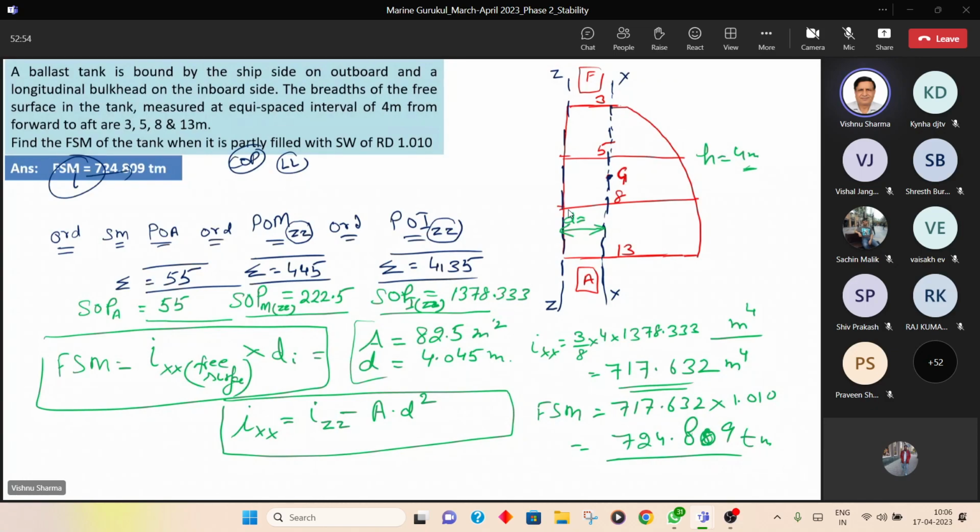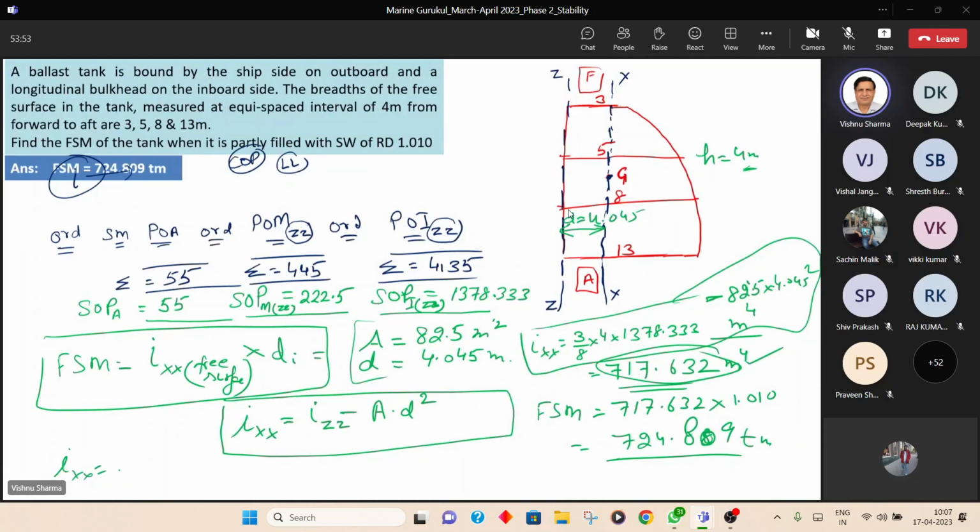There is no complication. You need to just keep your cool. Excuse me, sir. IXX value you have put equal to 3 by 8 into 4 into 1378. Yeah, that one, sir, IZZ, no? Oh, sorry, minus. My mistake. But this answer must be correct, right? No, that is coming around 717.330, sir. Okay, I forgot to minus that. You're right. My mistake. Minus area. Area you got 82.5, beta, into D square. D you got was 4.045. 4.045 square. Answer will be 717 only. 717.632. Yes, sir. I'd written the answer correctly. Only thing is I missed out on this expression which you have corrected me. Thank you.